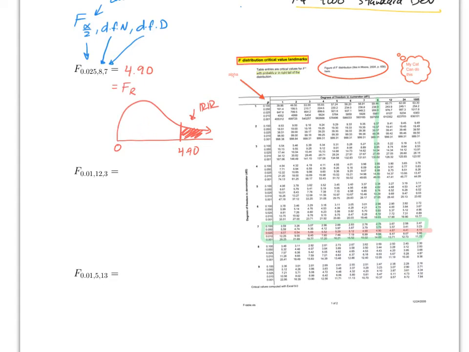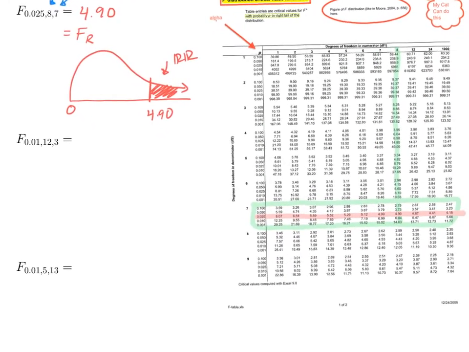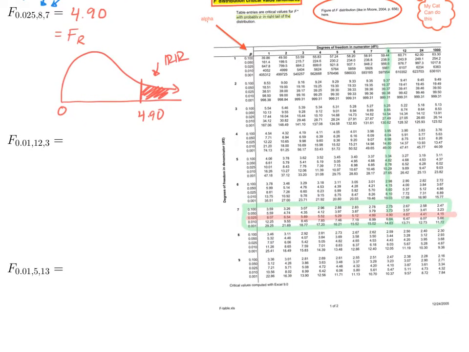As you can see, that's very, very easy. Here's the last chance to redeem your sins, so look at the next problem. Here, the numerator now is 12 degrees of freedom. The denominator is 3, and the value for alpha over 2 is 0.01.